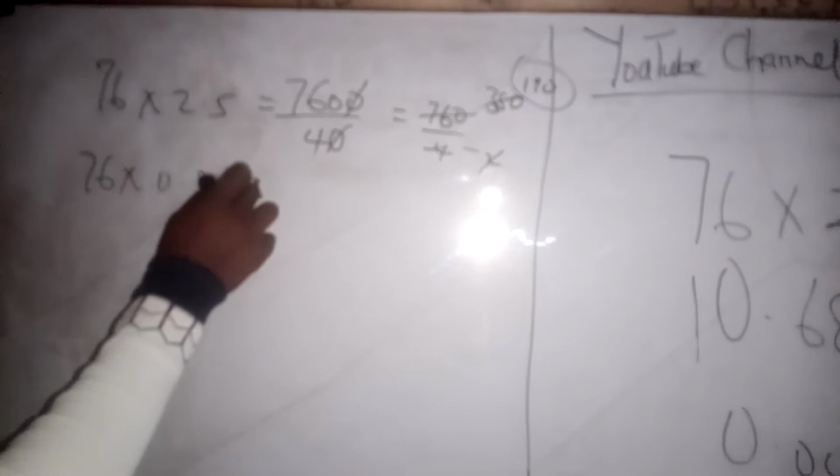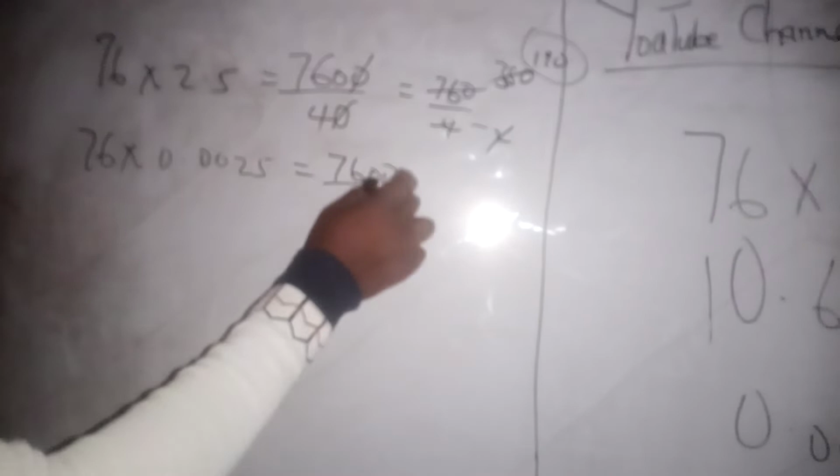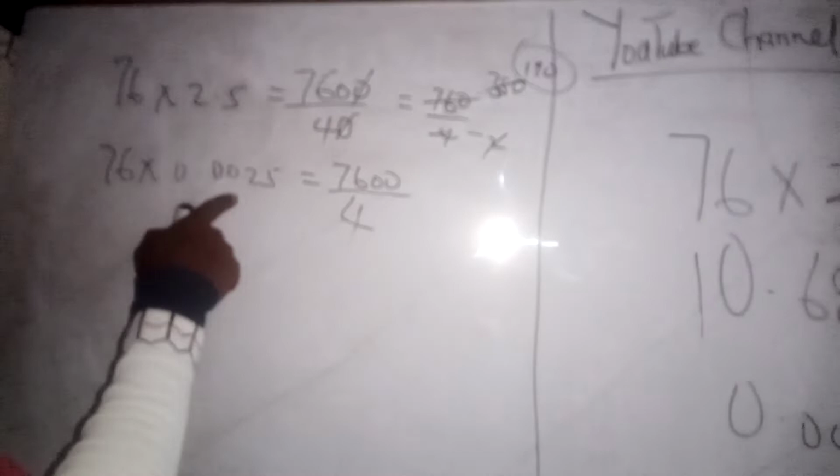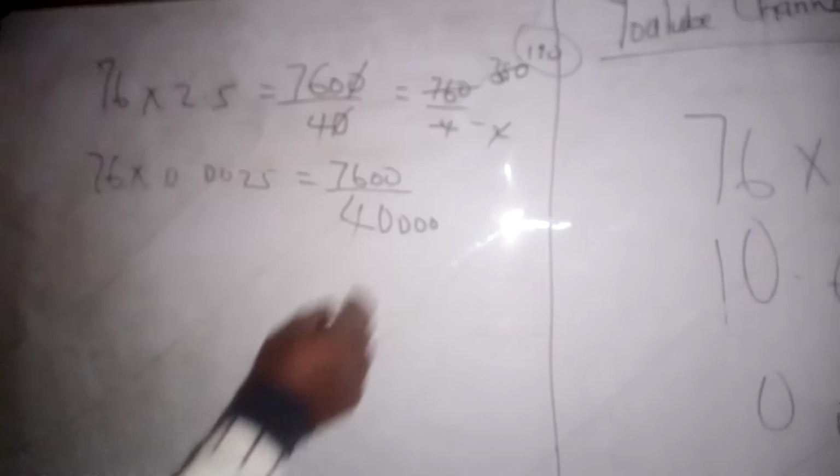0.0025. So of course, the normal thing is to multiply by 100, that is 7600 over 4. How many decimal places are here? How many digits are in the decimal places? You have 4 digits. So add 4 zeros here, so 2 zeros here, connect 2 zeros here.